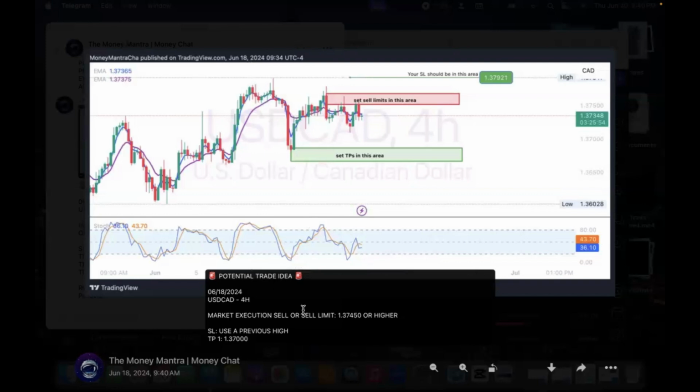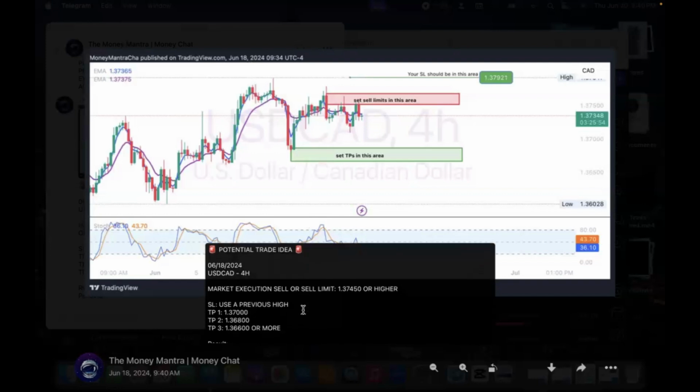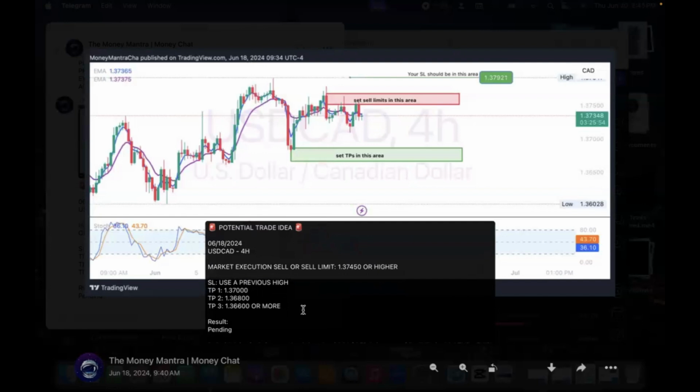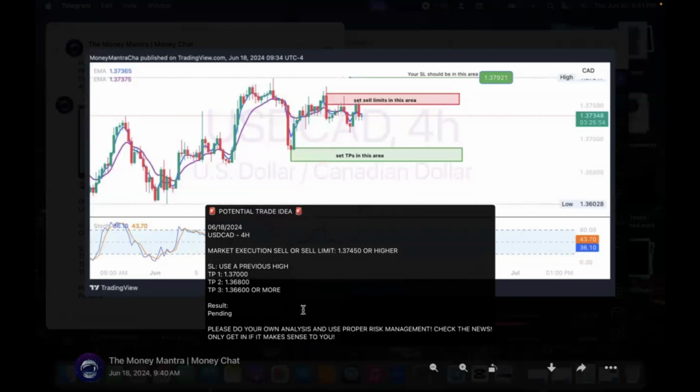You guys can see where I did the analysis, and then we will see in real time how the trade played out. So when I posted this trade idea, I said it was for USDCAD, and I recommended a market execution sell or sell limit. And these were the parameters that I gave for stop loss because this is a sell. I encourage my students to use a previous high. And then I did give a few different take profits that they could target. As always, I suggest that people do their own analysis, use proper risk management, and make sure that they check the news so that they're not caught out there.